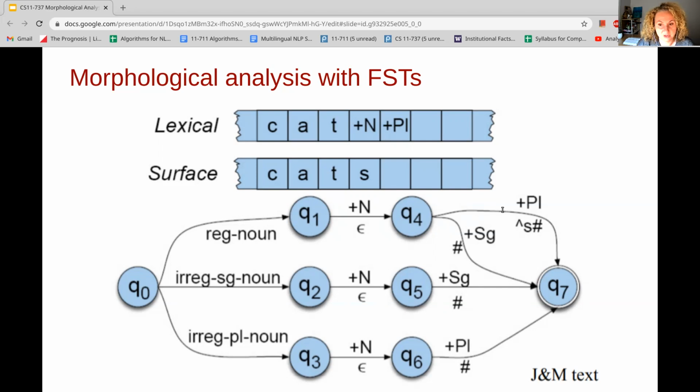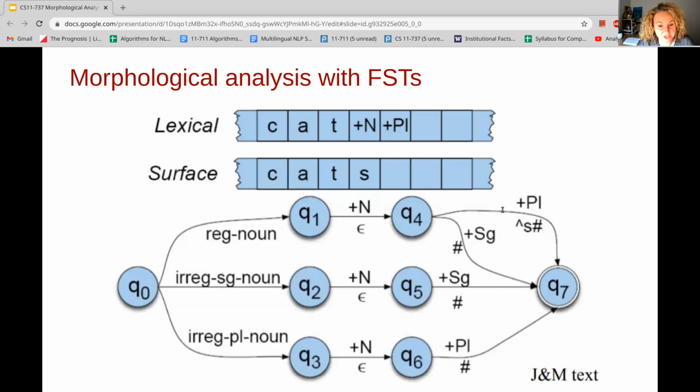So on the bottom, we have a simplified FST for morphological parsing. Cats goes from state Q0 to state Q1. This is a regular noun. Then Q1 outputs an epsilon for the noun +N. And then we can go from Q4 to output S, a plural form, and we have the end of string in Q7.